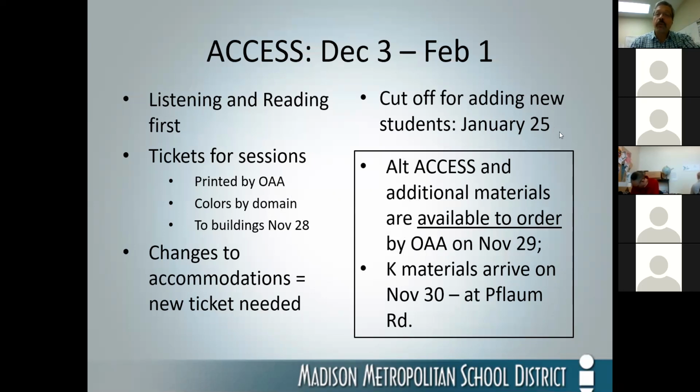A reminder also that the cutoff for adding new students to the system and testing them is January 25th. So if you get a new student into your school who is identified or you identify as an English learner prior to January 25th, they are expected to take the ACCESS test this year. After January 25th, it is not a reasonable expectation to do that. So they will be taking the ACCESS test next year.